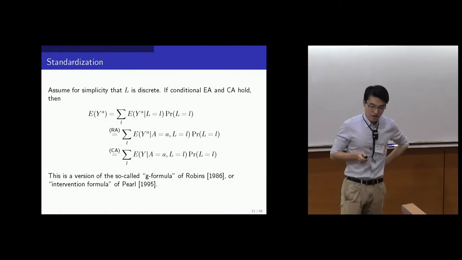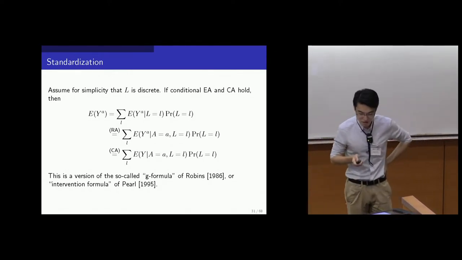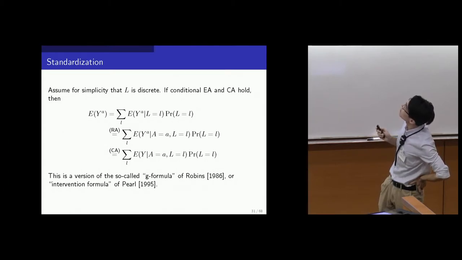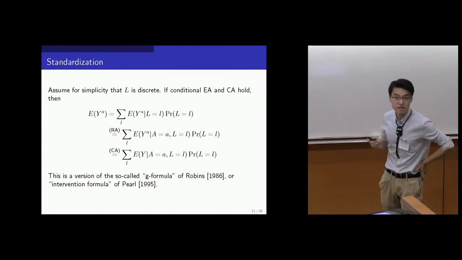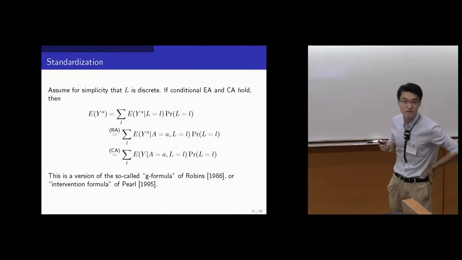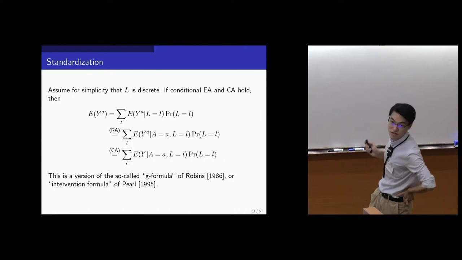So under the conditional exchangeability assumption, we can, of course, derive the G formula of Robins, or the so-called intervention formula. So this is just computing the marginal by summing up this joint, right? So assume here we are still, and then under the conditional exchangeability assumption, so conditional on values of L, the potential outcome is independent of your treatment assignment. So we can write it this way, right? Because now we are conditional on L, so these two expectations are the same.